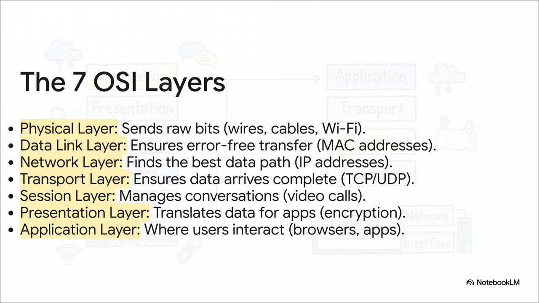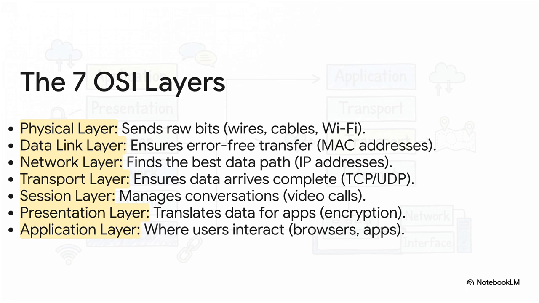Then layer 2, the data link layer. It makes sure data gets between 2 devices on the same local network, error-free, using hardware-specific MAC addresses. Layer 3 is the network layer. This is the big one. It's like the global postal service for the internet, using IP addresses to route data packets across thousands of miles. Up from there is layer 4, the transport layer. Think of this as quality control. It makes sure all the packets of data arrive and that they're put back in the correct order.